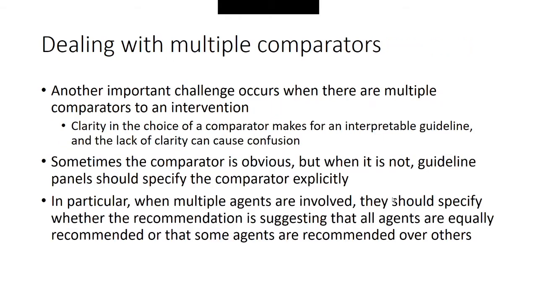Another important challenge occurs when there are multiple comparators to an intervention. It's very important to be clear in the choice of your comparator because it makes for an interpretable guideline, and a lack of clarity can create confusion. Again, sometimes the comparator is obvious, but when it's not, guideline panels should specify the comparator explicitly. In particular, when multiple agents are involved, they should specify whether the recommendation is suggesting that all agents are equally recommended or that some agents are recommended over others. So again, the idea of A versus B versus A versus placebo, for example.